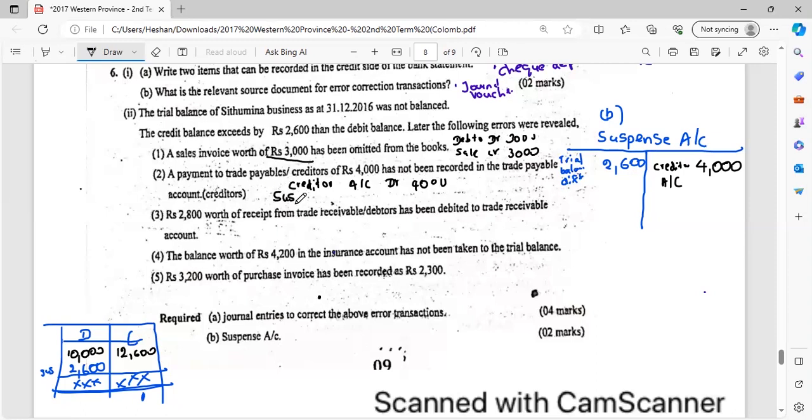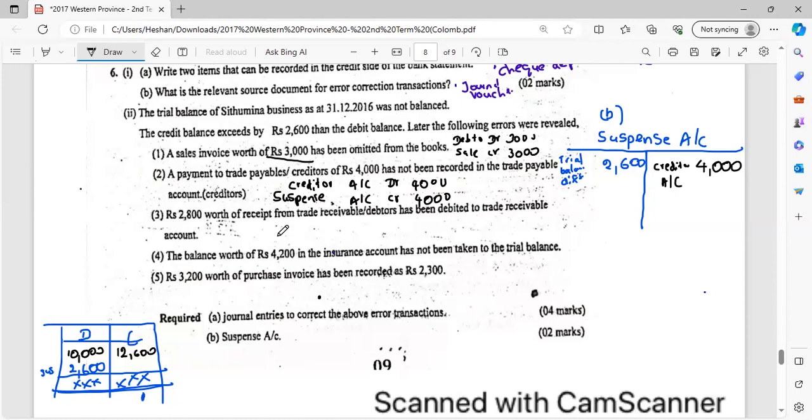Suspense account credit 4,000. You can write correction of not recording trade payables in payment to creditor not in creditors account, right? Likewise you can build your own narration.